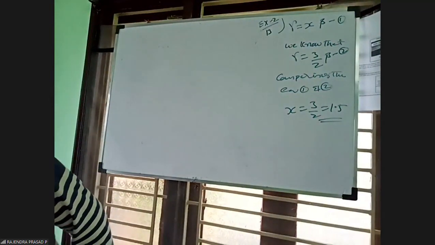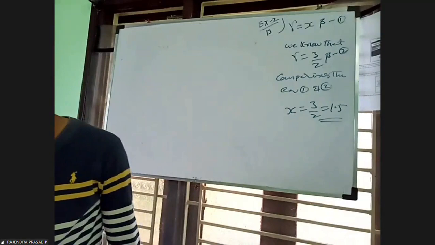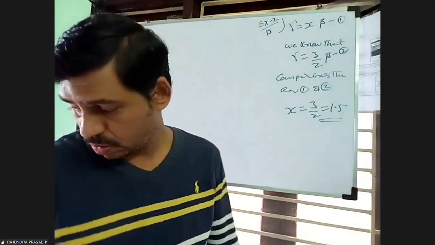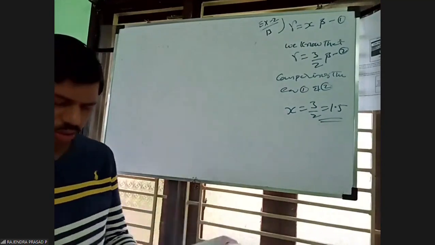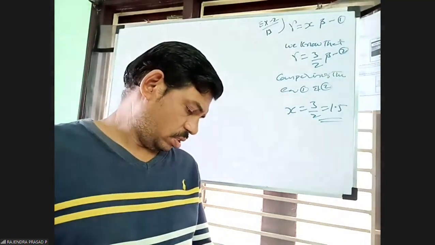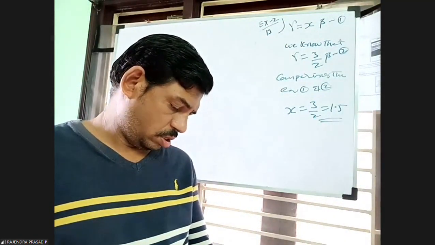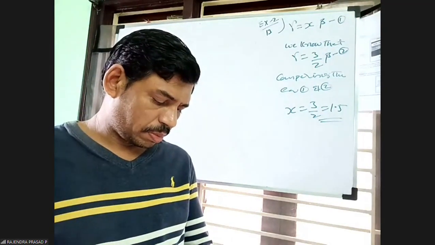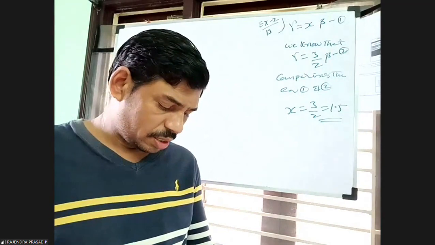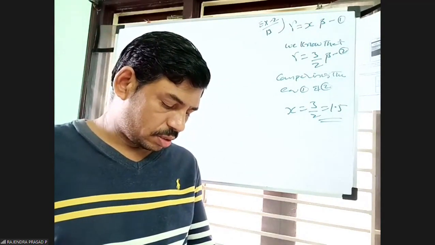Sir, can you tell the 23rd question, exercise 2? The 23rd. Yes, sir. The steel rod, dimensions 4 into 4. Yes, sir, that one.